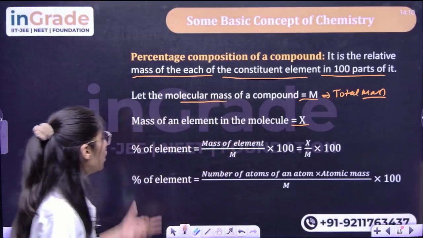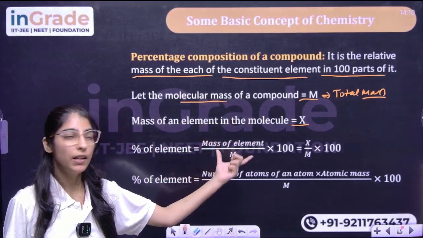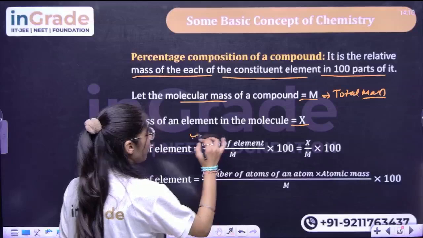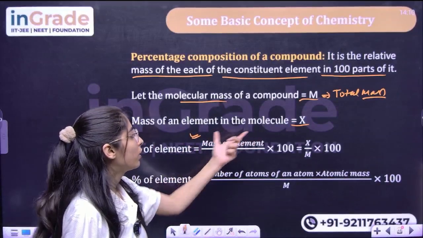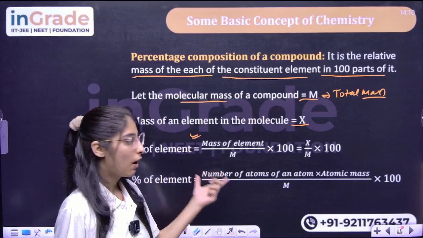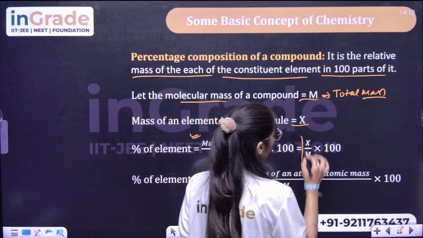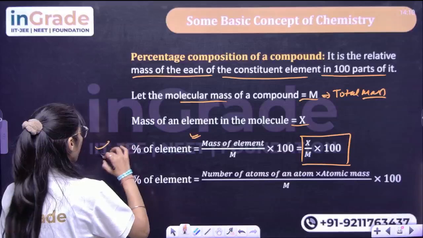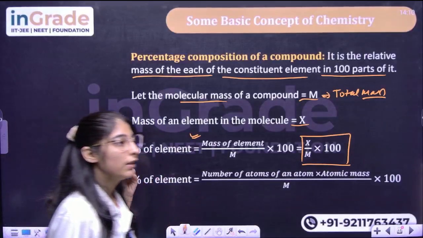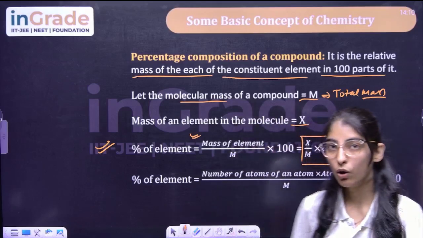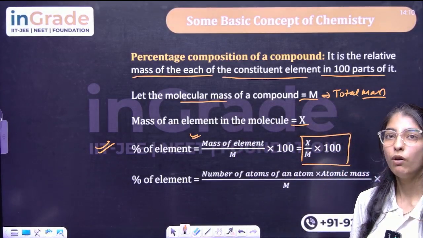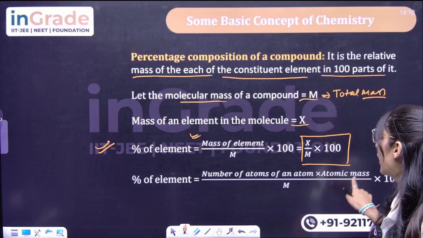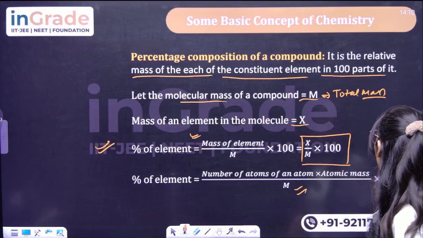So if I want to calculate the percentage of this x, how am I going to calculate it? The mass of the element, that is x, is divided by the molar mass of that compound, that is M, and multiplied by 100. With this you are going to know the composition of the element present in your compound. Now one important formula: the number of atoms of an atom multiplied by atomic mass, divided by M, into 100.